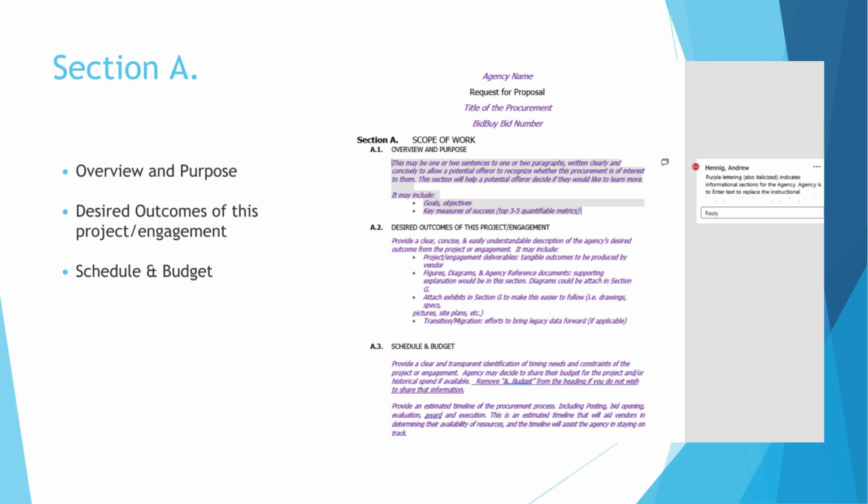Schedule and budget. This can be helpful to provide a clear and transparent identification of timing needs and constraints of the project engagement. Providing a budget may help an offerer narrow their proposal to something that is within that budget. Providing historical spend is another way to paint the picture of what the agency is anticipating. Budgets help quality vendors determine if the project is worth their time and also how much effort would need to go into the project. A procurement schedule can help a vendor understand the timeline of the agency.